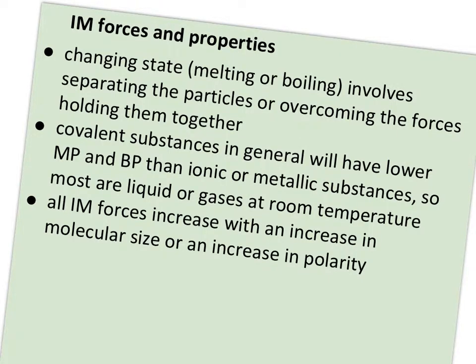So how does this affect properties? Well, changing state, like melting or boiling, involves separating the particles or overcoming the forces holding them together. In the case of both melting and boiling, you need to put energy in and move the particles further apart. So covalent substances in general will have lower melting points and boiling points than either an ionic or metallic substance. So most of them are liquids or gases at room temperature.